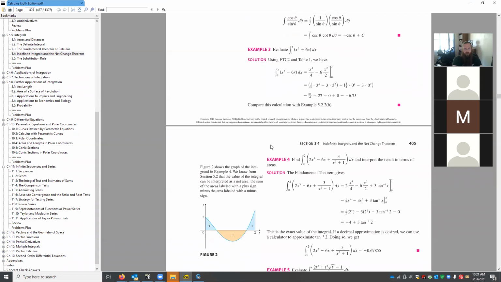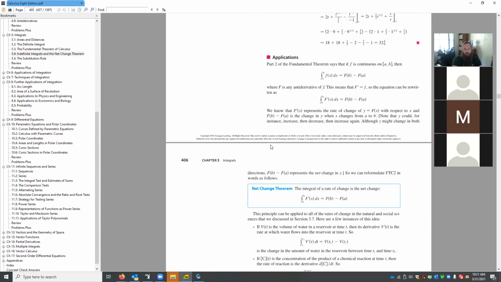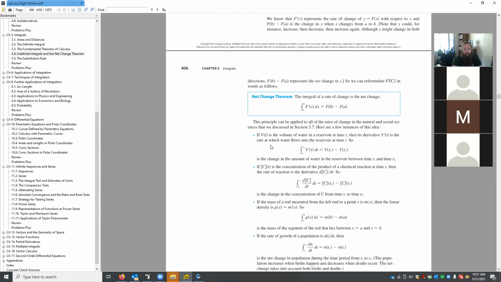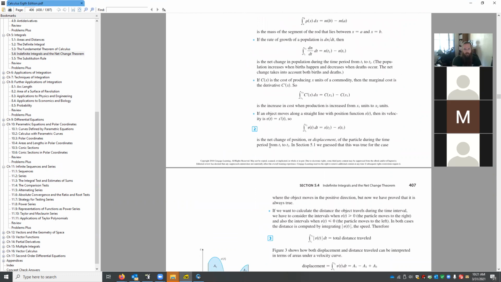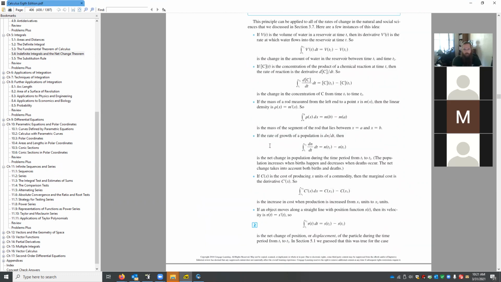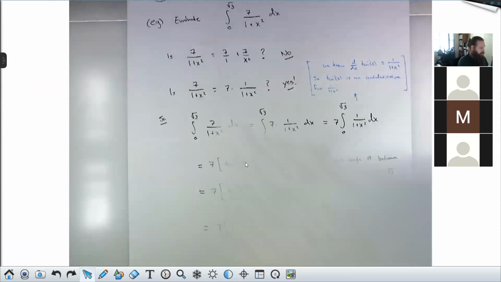I guess we could practice a little bit more with those. Yeah, we've done these. It's not really what we were going to talk about. It's not really connected to this, but let's do one more example of an indefinite integral.